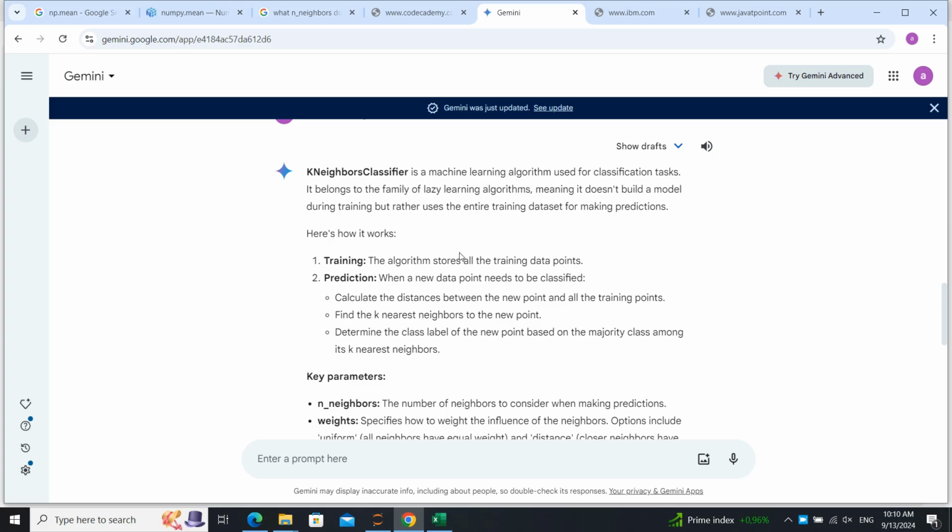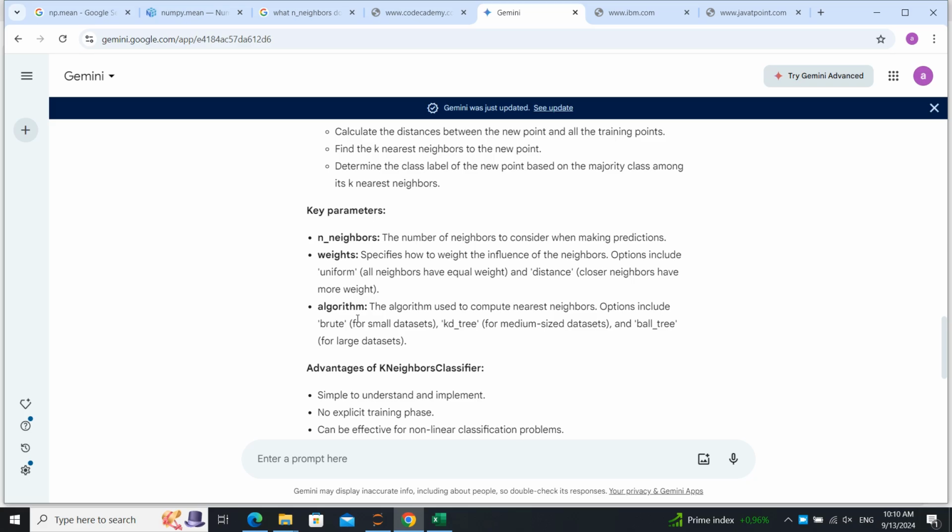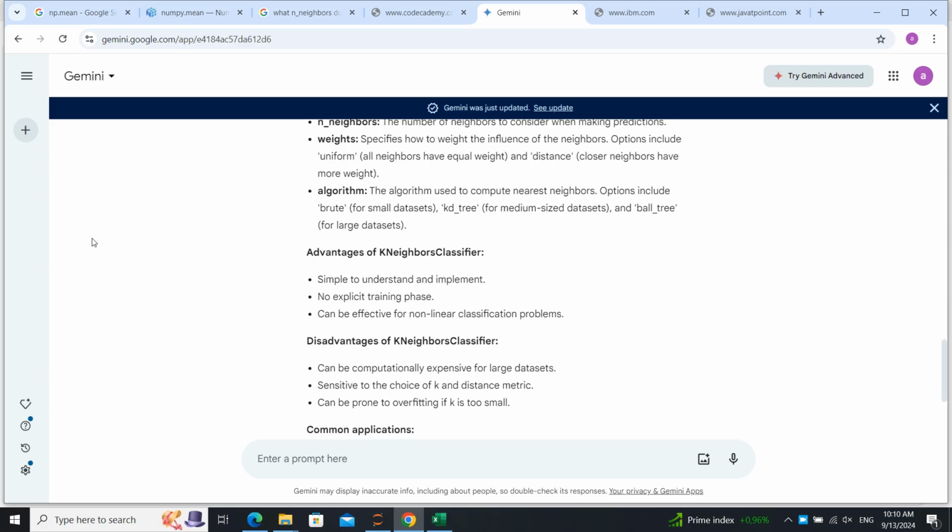Okay, training. The algorithm stores all the training data points. For prediction, there are K parameters, the parameters that we can change. N neighbors: the number of neighbors to consider when making a prediction. Weights: specify how to weight the influence of the neighbors. Algorithm: the algorithm used, like KD tree, ball tree, and brute. We don't work with those here.